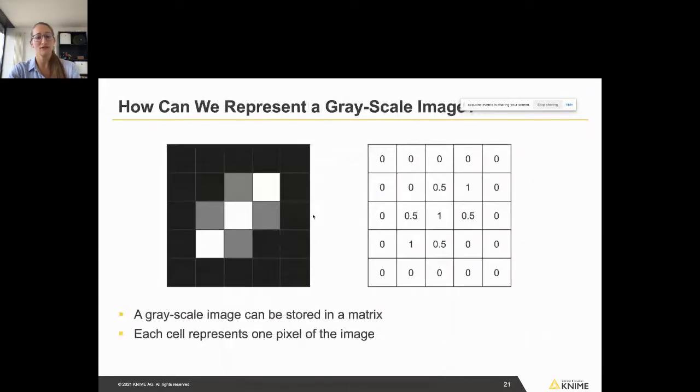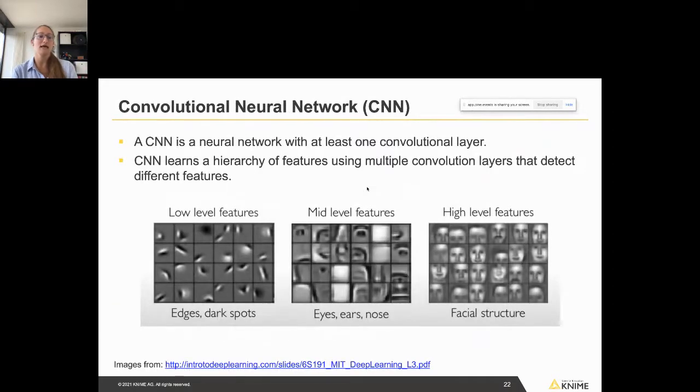For this, we first need to think about how a computer sees an image, and therefore a computer actually sees an image as a matrix, especially for a grayscale image where each pixel value is encoded with a number, for example, 0 for black, 1 for white, and a value in between for gray. And with this input, we can then train a network to detect different features in a CNN.